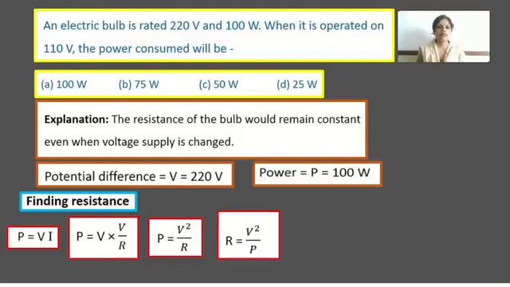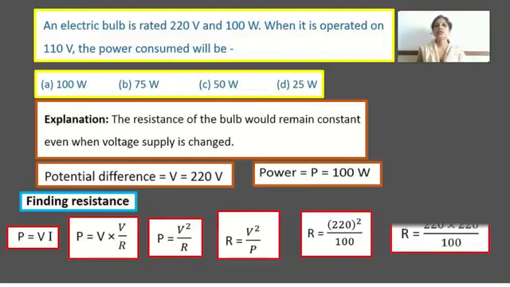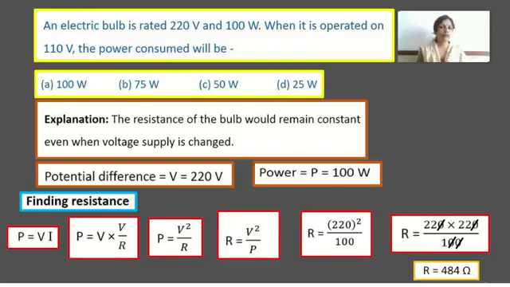We have the values 220 the whole square upon 100. 220 into 220 upon 100. Cancel out these zeros. So you are left with 484 ohms. So the resistance of the bulb is 484. Now we have to find out, if you change the potential difference to 110 volt, how much will be the power?